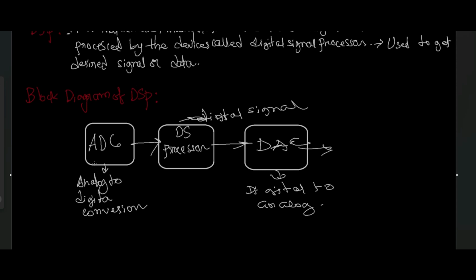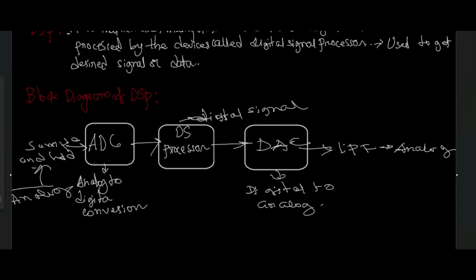Actually, there are other things also, like there is an LPF after this, and then we get the analog, and before the ADC we have sample and hold, and before that we have the analog signal, right? So these are things which I also have to mention, but the main blocks are ADC, digital signal processor, and DAC, which is digital to analog converter, right?